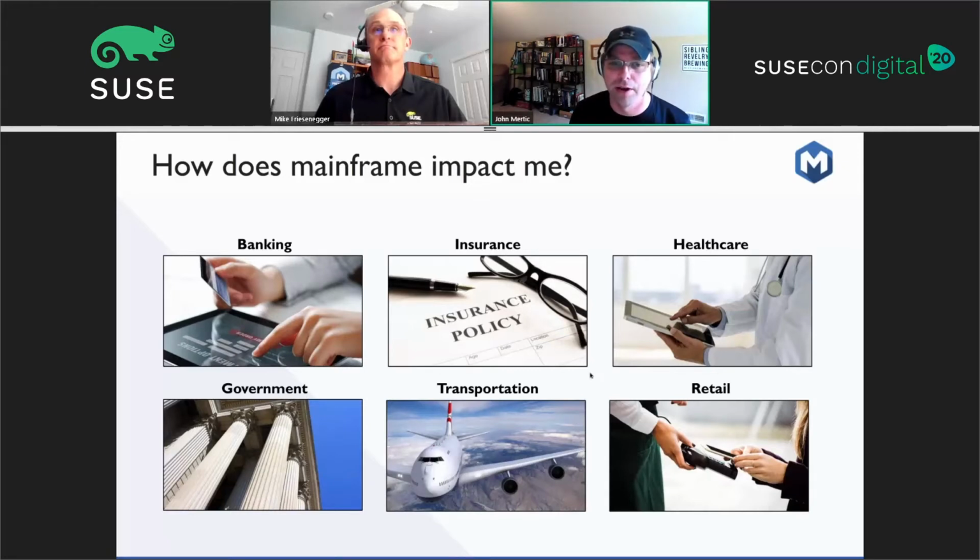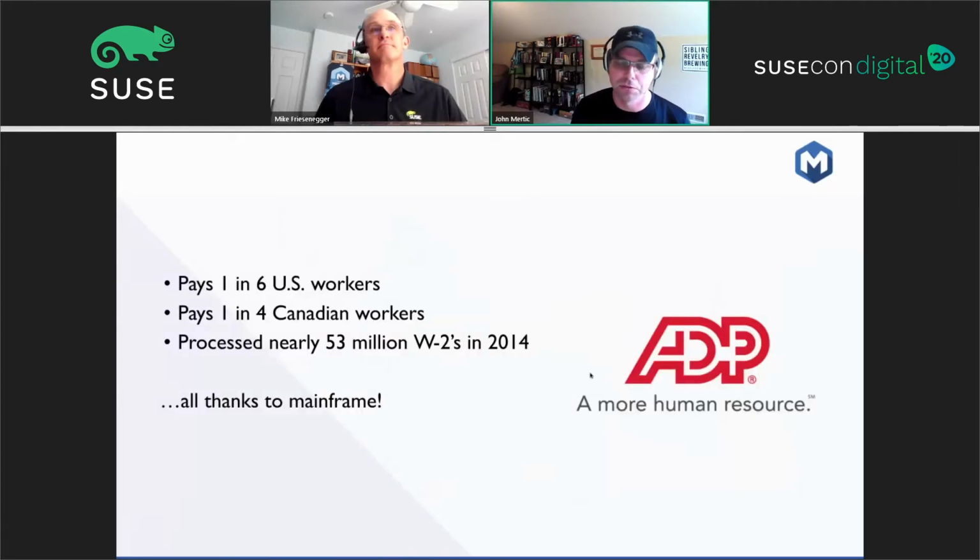based on a mainframe. And even getting to some more specific examples, ADP, which is one of the Open Mainframe Project members, they're probably your payroll processor. They're probably people that help make your paychecks happen. That is all thanks to a mainframe as well. So it really becomes a very critical part of where our society is.